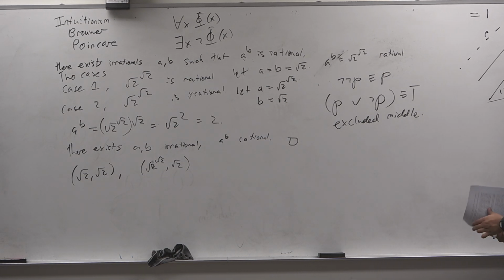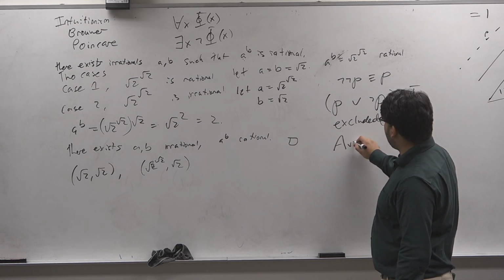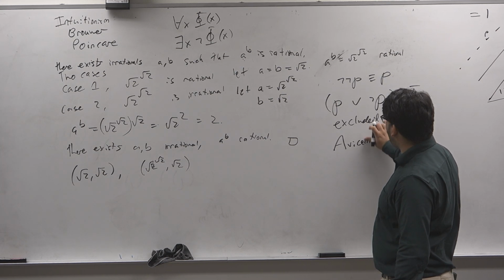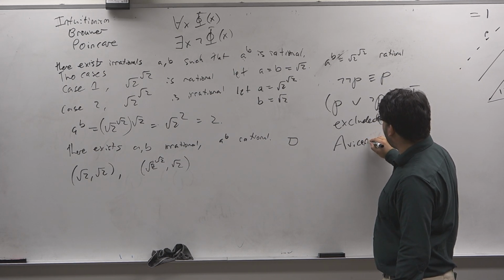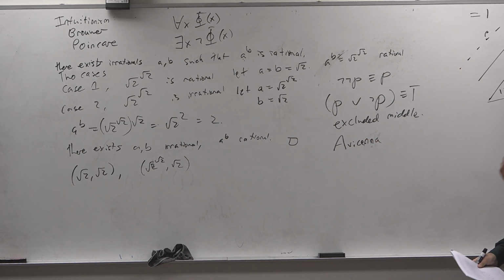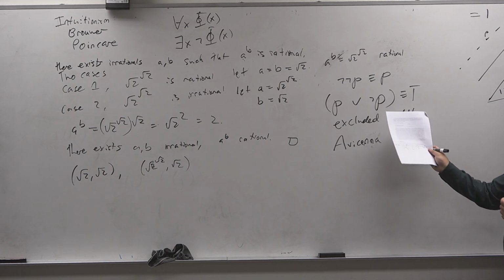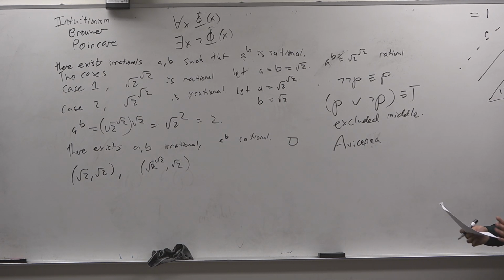I have a quote by Avicenna here. Avicenna was an 11th century Muslim scholar and he wrote commentary on Aristotle's metaphysics. And Aristotle discussed this extensively. There cannot be something between contradictories, right? So here's the quote by Avicenna.